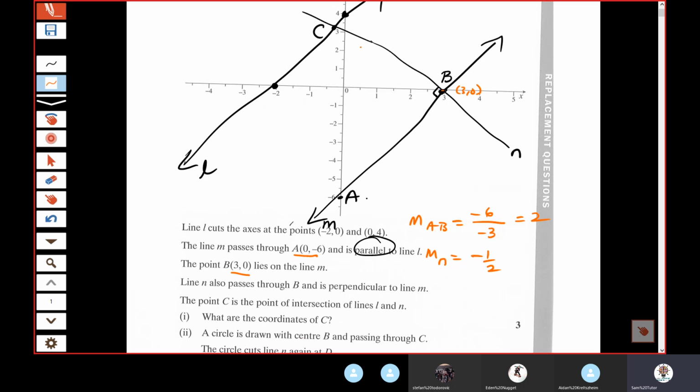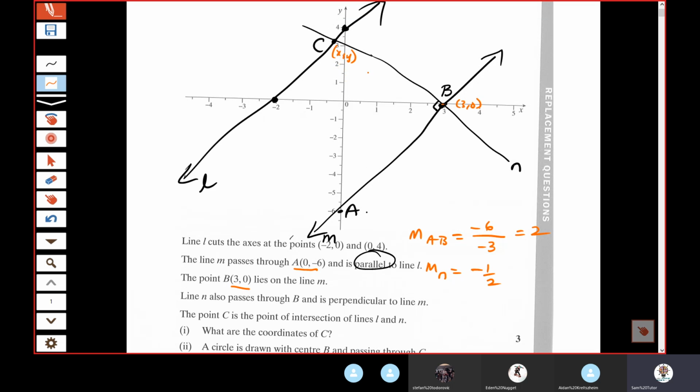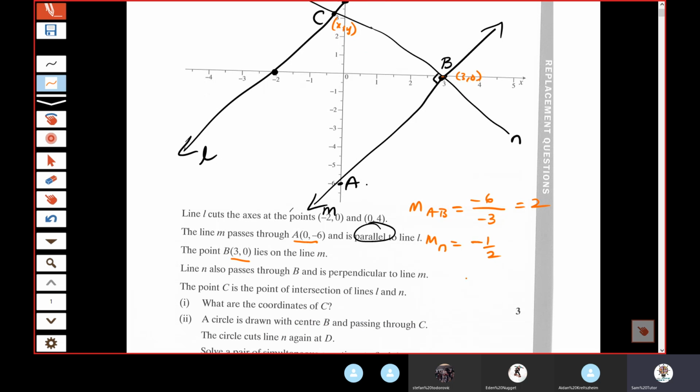So y2, and this C is x and y, right? We don't know it, but it's somewhere that lies on this line. But what I know about that is y2 minus y1 over x2 minus x1 must equal negative a half. So (y minus 0) over (x minus 3) equals negative a half. And we have one equation. I'll obviously fix this up, but we have one equation. You obviously need a second equation.